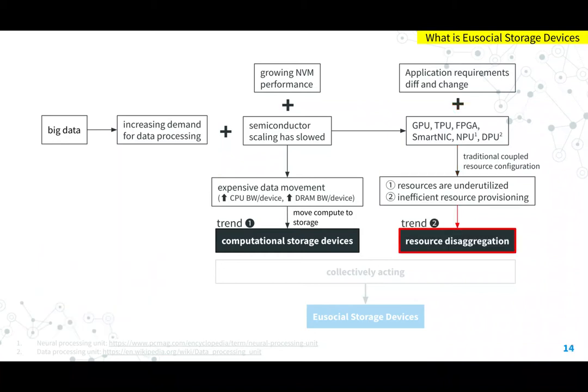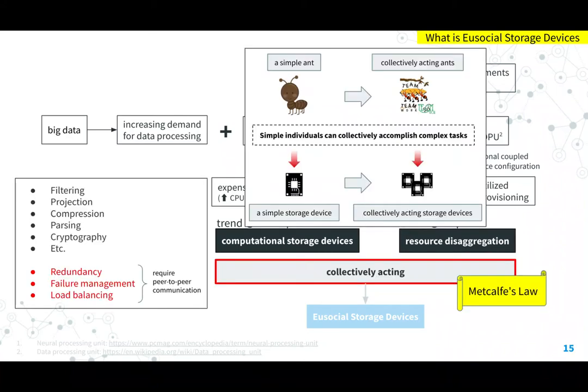To tackle this problem, the industry started to think about disaggregating the resources, where different resource types are organized in different pools, such that systems of different performance can be composed at runtime by picking different resource types from different pools. However, these two trends basically direct us to disaggregated computational storage devices. Without further optimization of the storage architecture, we won't be able to fully leverage the benefits from these two trends. Therefore, our idea is to enable collective acting from computational storage devices.